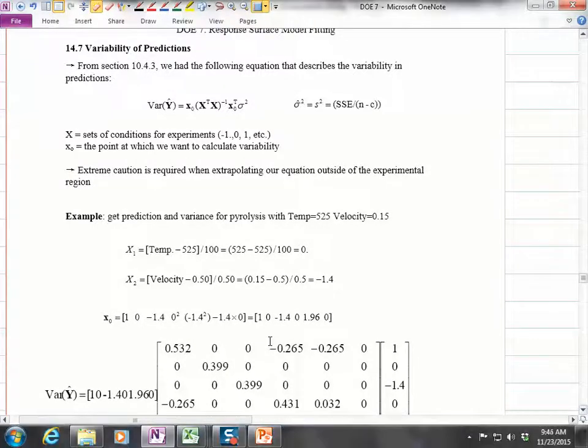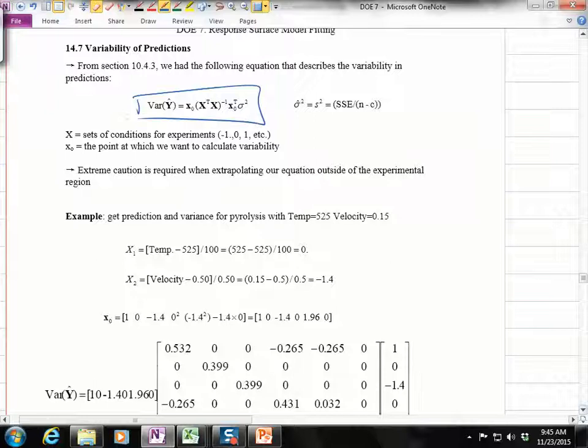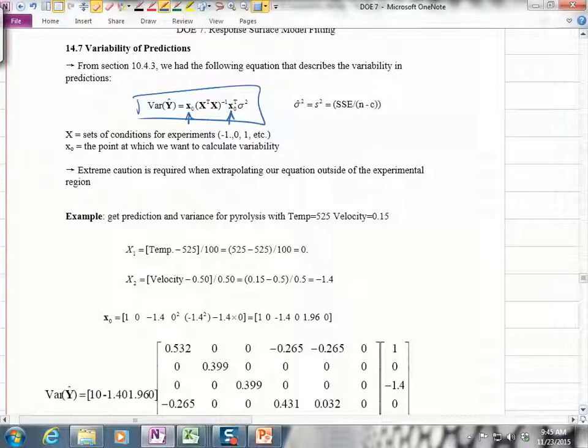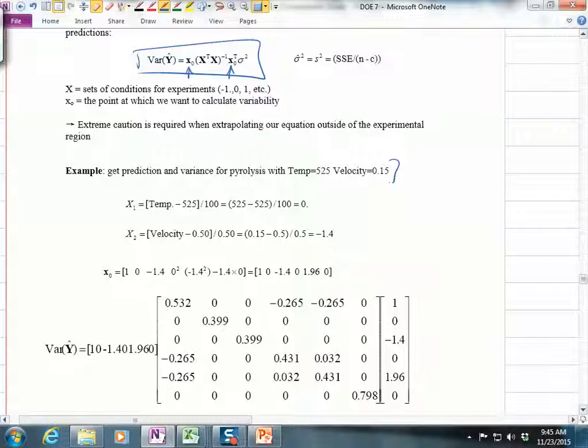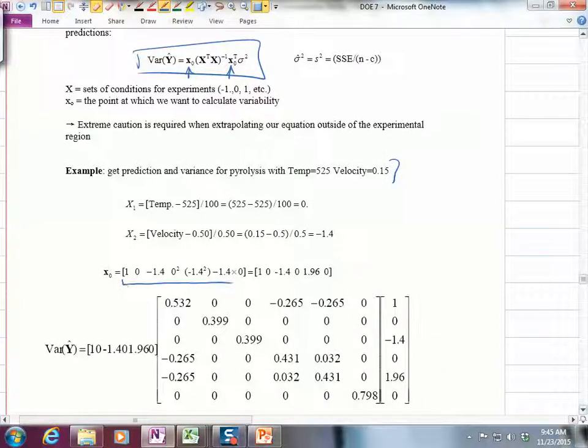This is just a review of what we've done before. When we want to make model predictions, we use that same equation that we had before, and the point is to try to find x naught, your vector, as to where you're taking your data. This was just an example of that, the polypropylene pyrolysis example that we used before. Find out your x naught, which is based on your model terms.